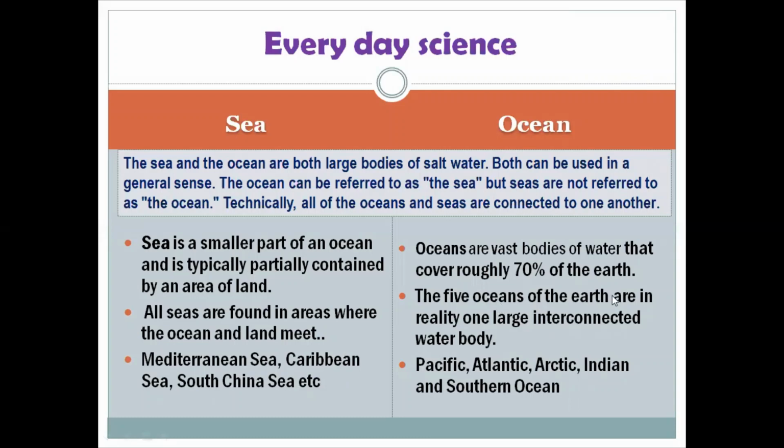The five oceans of Earth are in reality one large interconnected water body. We have five oceans: Pacific, Atlantic, Arctic, Indian, and Southern Ocean. They are actually connected to each other. There's no border among these water bodies. While for seas, we have the Mediterranean Sea, the Caribbean Sea, and the South China Sea. So in a nutshell, a sea is smaller than the ocean, and seas are connected to the land area, while oceans are bigger than the seas and they are not connected with the land area.